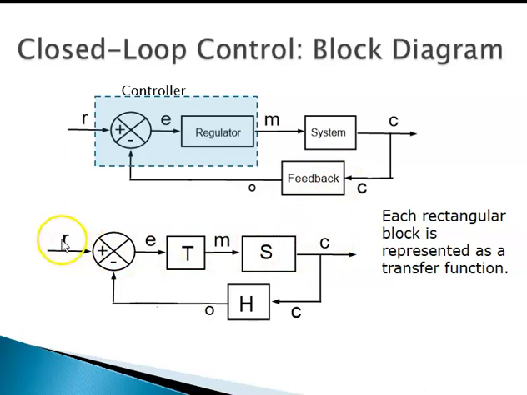With the symbols that we have already agreed on, R is the reference input, E is the error, M is the manipulated variable, C is the controlled variable, O is output of the feedback block. That's what we said. This T represents regulator, then S represents system, and H represents the feedback. We'll try to associate mathematical equations corresponding to each of the blocks as shown in the slide here.